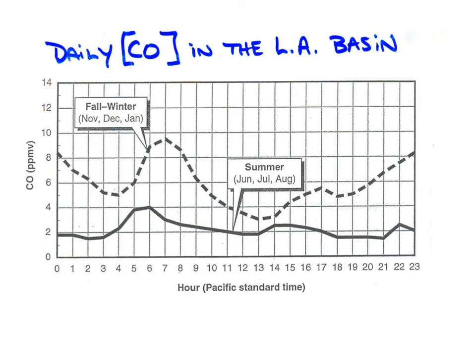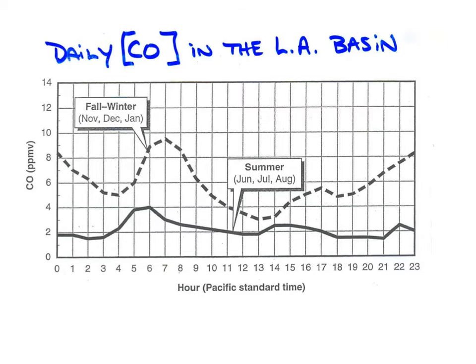This graph shows carbon monoxide levels over the course of the day. This graph shows how carbon monoxide peaks in the morning during rush hour. Carbon monoxide is a primary pollutant. Notice that levels of carbon monoxide are higher in the winter. That's because cold air is held nearer to the Earth's surface in the winter, and that's where carbon monoxide levels are measured. The effect of the cold air near the Earth's surface is called a temperature inversion.